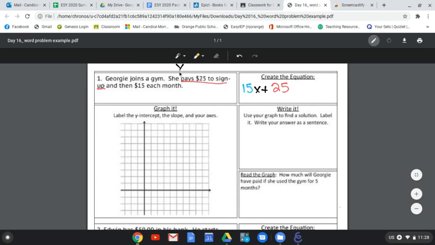So you're always going to put the equation in y equals mx. Oh, let me erase that real quick. Yeah, so always use the undo button if you mess up.